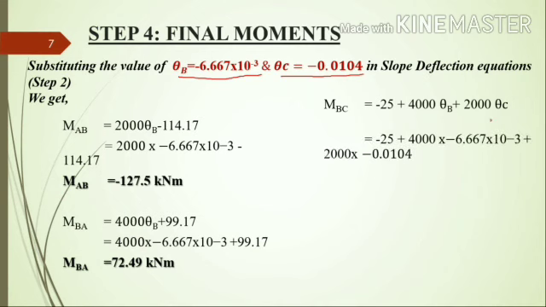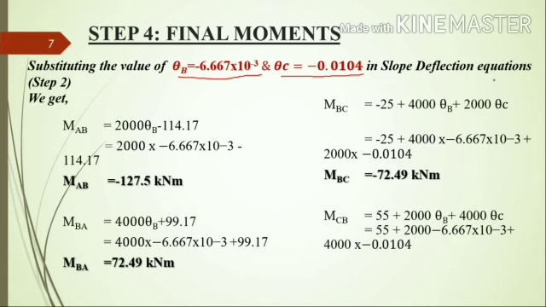Similarly, MBC equal to minus 25 plus 4000 theta B plus 2000 theta C. By substituting the value of theta B and theta C, we get MBC equal to minus 72.49 kilonewton meter. Similarly, MCB is equal to 55 plus 2000 theta B plus 4000 theta C. By substituting the values of theta B and theta C, we get MCB equal to 0.